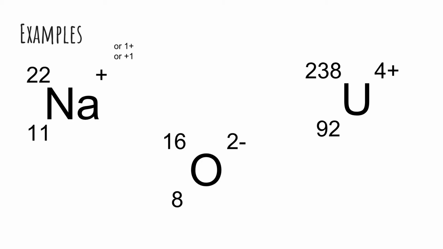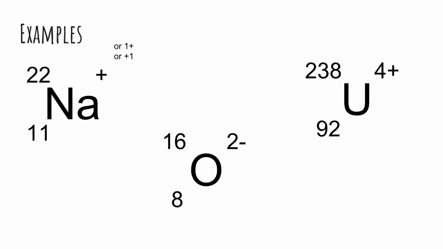Then here in the middle, toward the bottom, we have an oxygen atom. Every atom of oxygen has 8 protons, hence the atomic number 8. This particular isotope, this particular atom, has 8 protons and 8 neutrons, giving it a mass number of 16. And this particular atom of oxygen is an ion. It's gained 2 electrons, giving it a -2 charge.